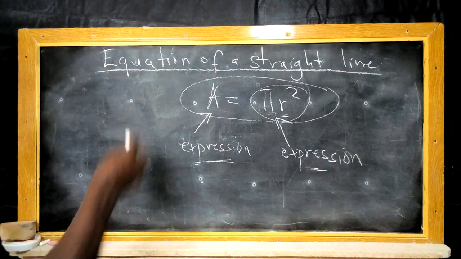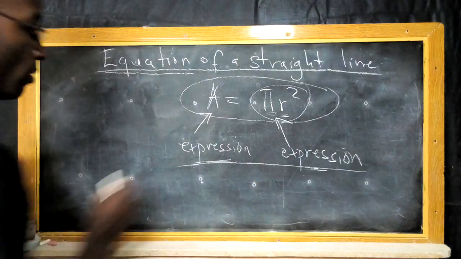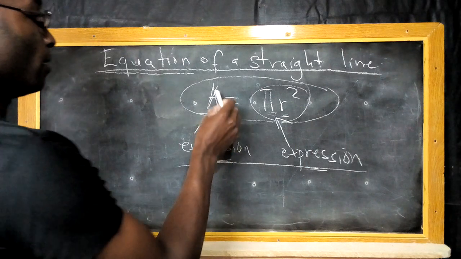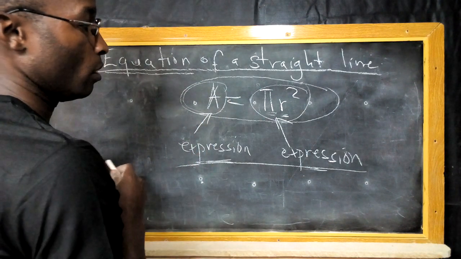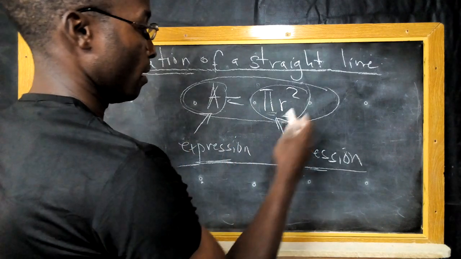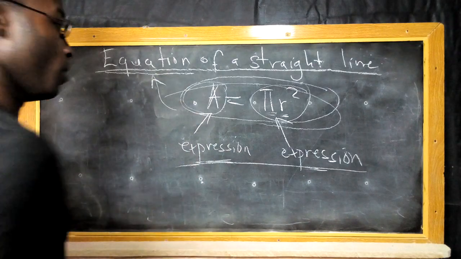Now, from our topic, equation of a straight line, we shall borrow from this concept of combination of expressions to make a statement that the values of the two mathematical expressions are equal. So in this case, as you can see, I've used an equal sign in between to state that A is equal to pi r squared. The whole of this statement is what we call an equation.